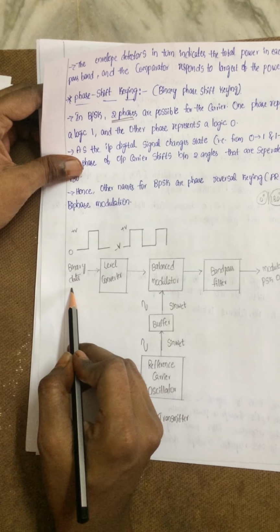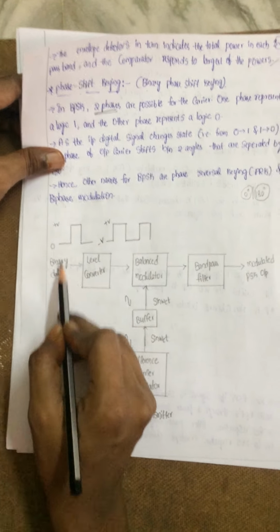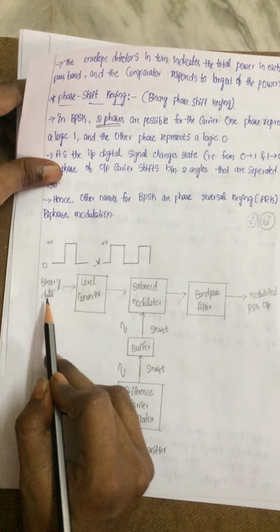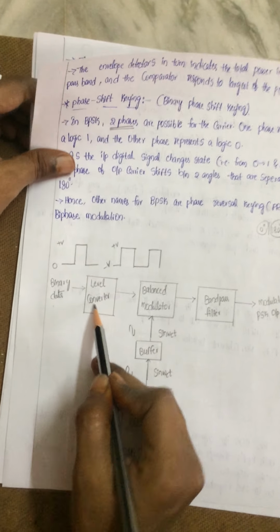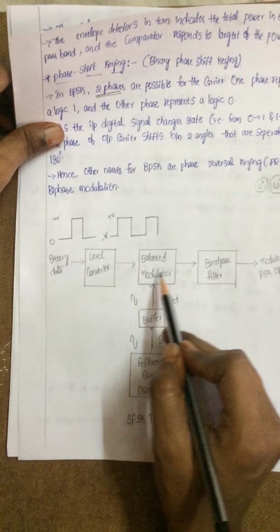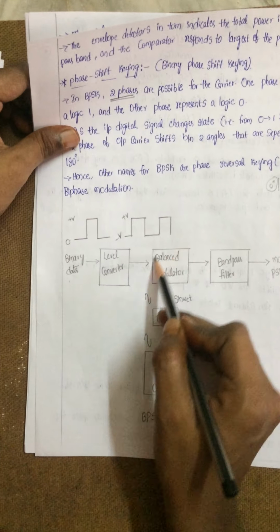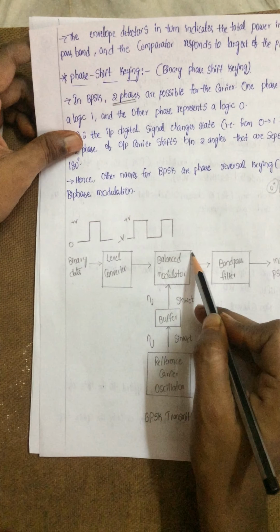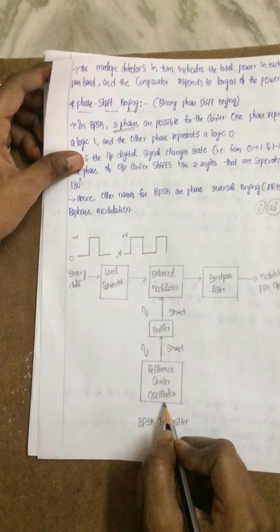First, let me give a binary data, that is message signal. So that we have taken here. Then that is given to level converter, which is nothing but to shift. Like a clamper, it will function. Next, that is given to balanced modulator. This plays the main key role of PSK generation. Next, carrier oscillator is generating carrier signal.